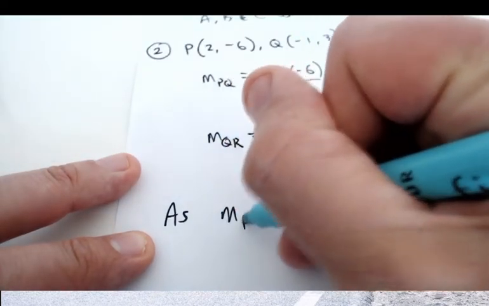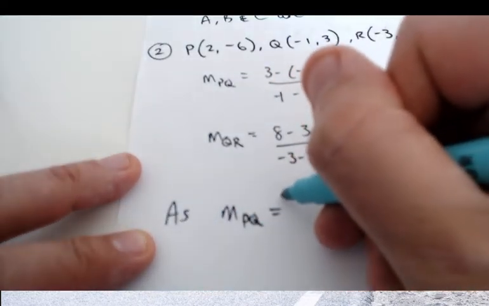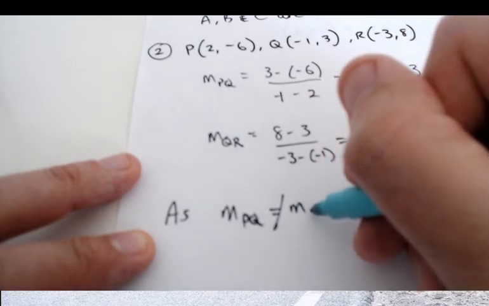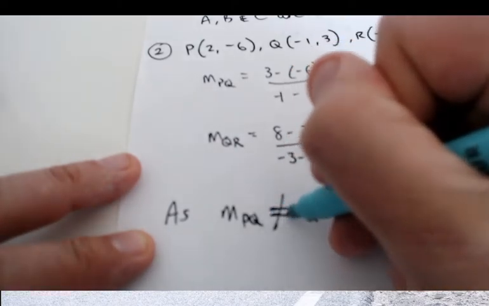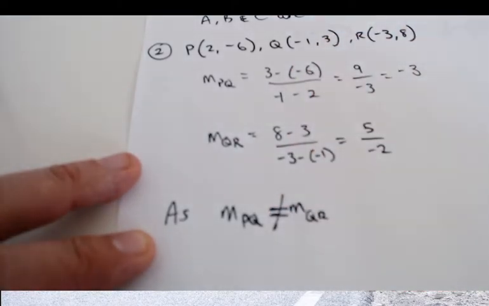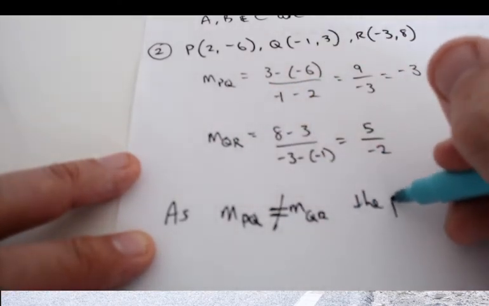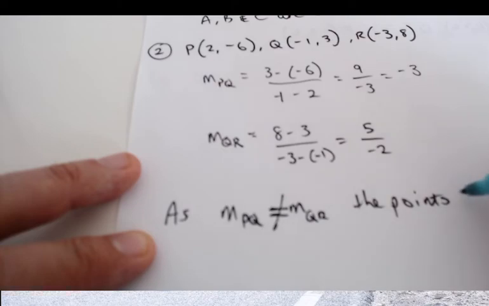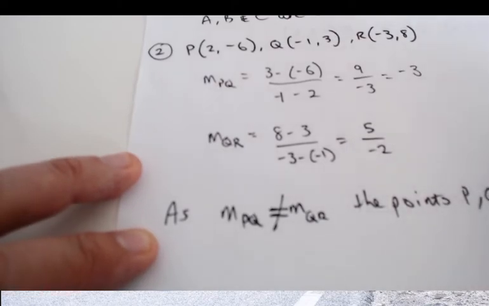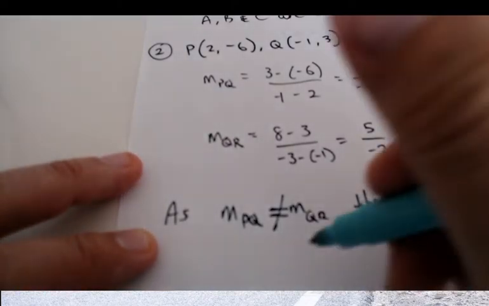How I'll communicate that is this: as the gradient of PQ does not equal the gradient of QR, remember, an equal symbol with a line through it just means does not equal. As the gradients do not equal each other, the points P, Q and R are not collinear.